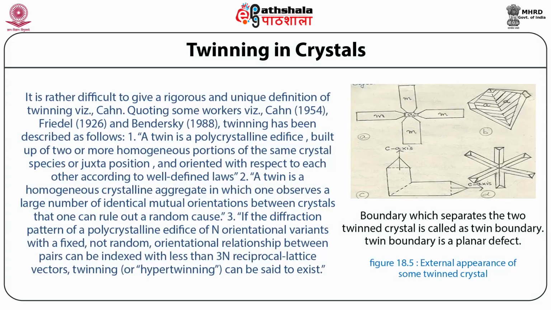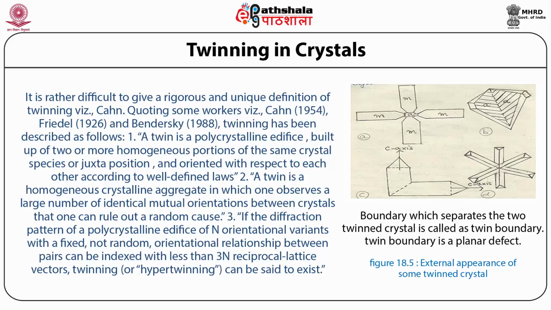It is rather difficult to give a rigorous and unique definition of twinning. Kahn, quoting some workers, namely Kahn 1954, Friedel 1926, and Bendersky 1988, describes twinning as follows. Number 1. A twin is a polycrystalline edifice built up of two or more homogeneous portions of the same crystal species in juxtaposition and oriented with respect to each other according to well-defined laws. Number 2. A twin is a homogeneous crystalline aggregate in which one observes so large a number of identical mutual orientations between crystals that one can rule out a random cause.